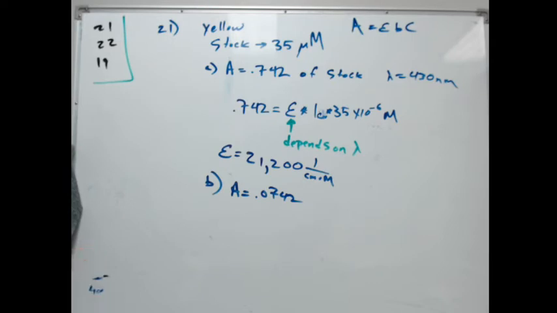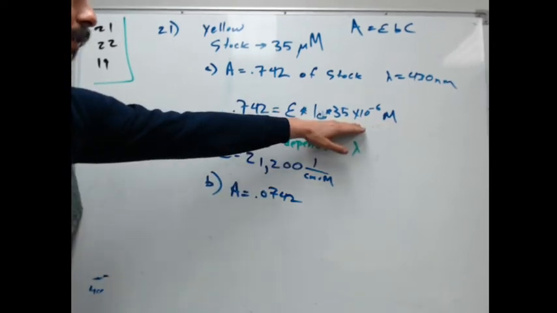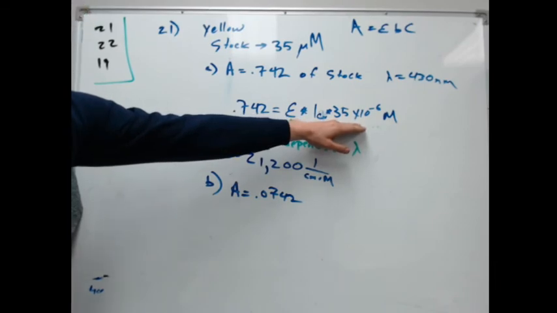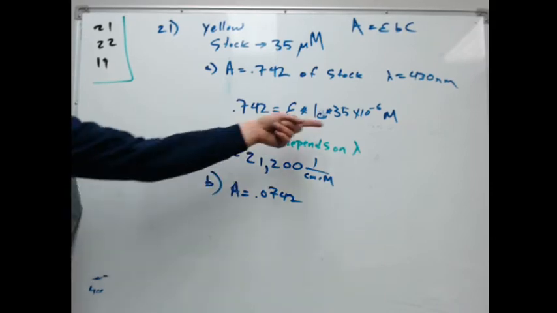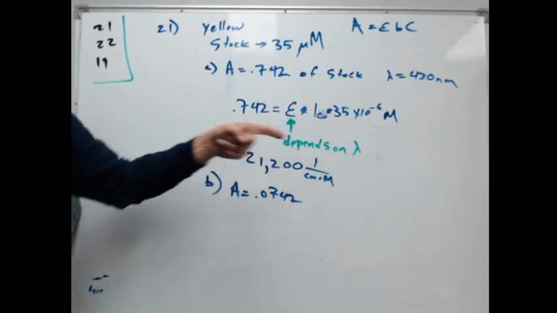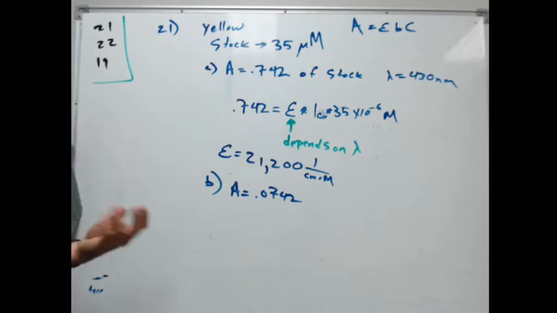If we wanted to, we could also explicitly do this by plugging in epsilon and 3.5 times 10 to the minus 6 and repeating the calculation, and we would get 0.0742. We don't technically need to, and that's the nice thought process at the end of part B. Do you need epsilon? No. Can you use epsilon? Yeah.